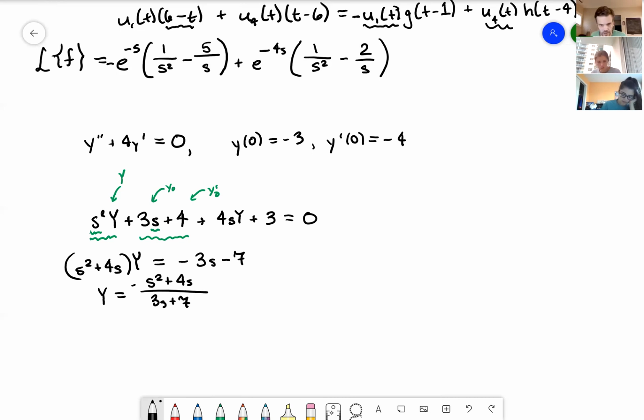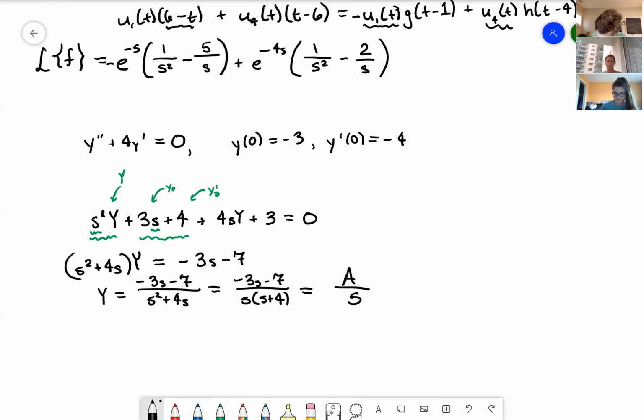Now, let's see the answer above. You see, you were supposed to point out that I made a mistake here. Didn't do it. I trusted you. Minus 3S minus 7 over S squared plus 4S. Never again. I'll never trust you again. So this is minus 3S minus 7 over S times S plus 4. And we're going to have this as A over S plus B over S plus 4.